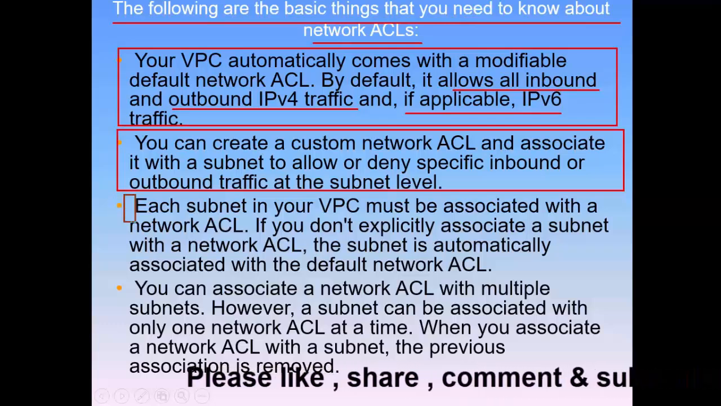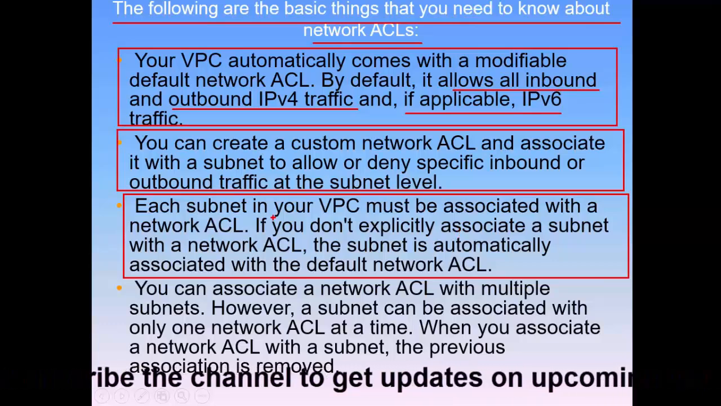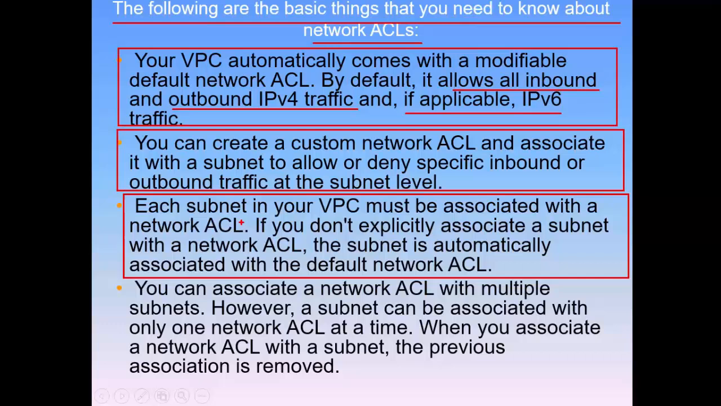Each subnet in your VPC, whatever subnet you create, must be associated with a network ACL. If you don't explicitly associate a subnet with a network ACL, as I told you, one is a default and one is a custom ACL. You must associate your subnet with a particular NACL.